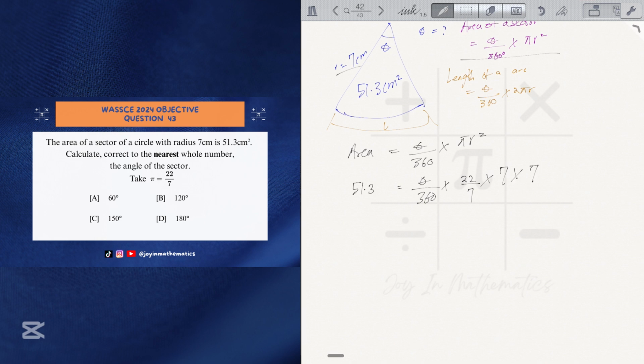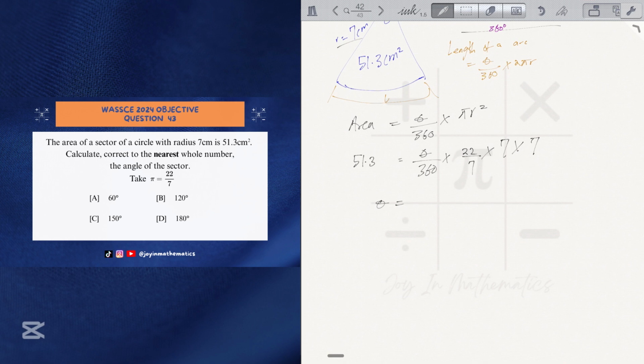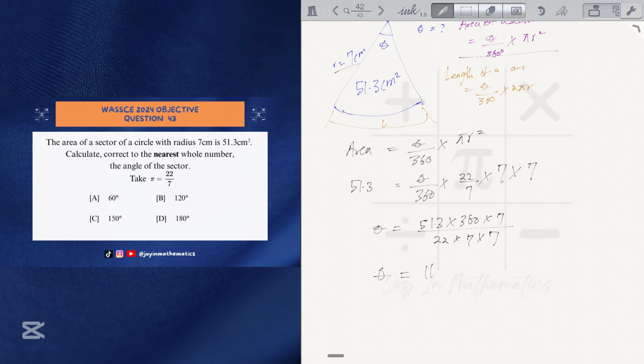So when we simplify this all together, we cross multiply and make theta the subject of the formula. We'll have that theta is equal to 51.3 multiplied by 360 multiplied by 7, divided by 22 multiplied by 7 multiplied by 7. Simplifying this using our calculator, we'll have our angle theta equal to 119.82 degrees, and this will be approximately 120 degrees because the question says we should correct to the nearest whole number. So theta is equal to 120 degrees, equivalent to option B.